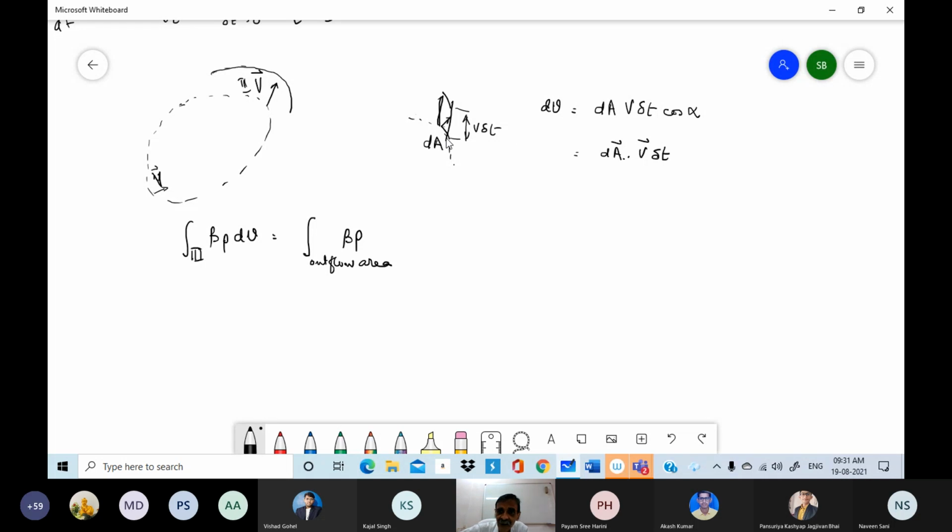Yes, sir. I got it. So then if v delta t is the slant height and dA is the area and alpha is the angle between the velocity direction and area, in that case my dV would be dA v delta t into cos alpha, because I must take not the slant height but the component perpendicular to the base.